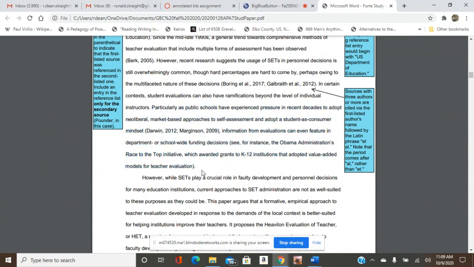No, because this person used parentheses again. What they put in the parentheses was C, for instance, the Obama administration's Race to the Top initiative, comma, which awarded grants to K through 12 institutions that adopted value-added models for teaching evaluation. This is one of those places where, I'm warning you guys, how commas work.